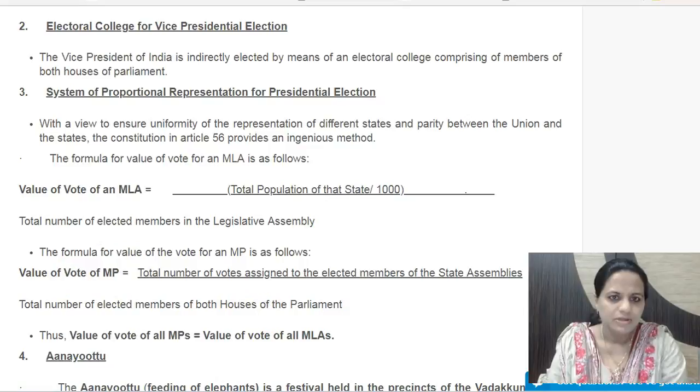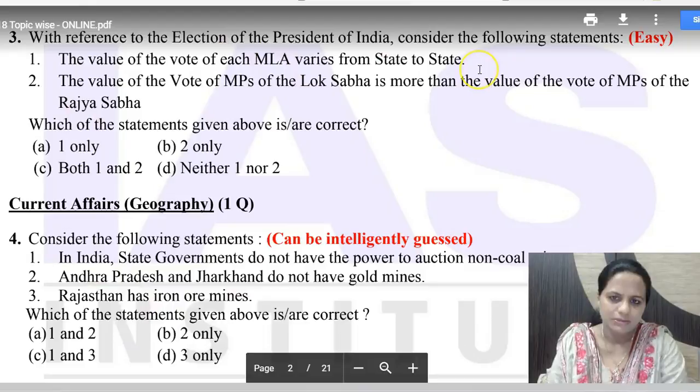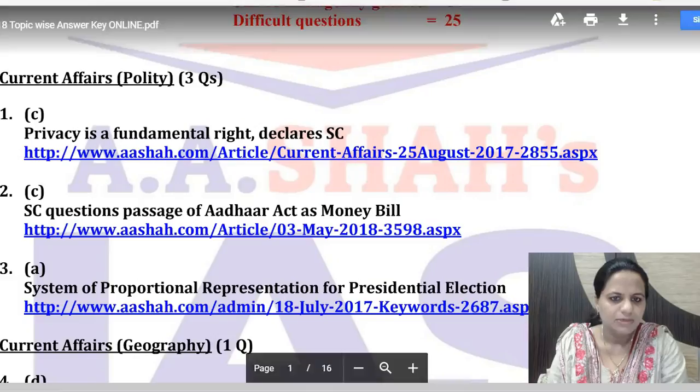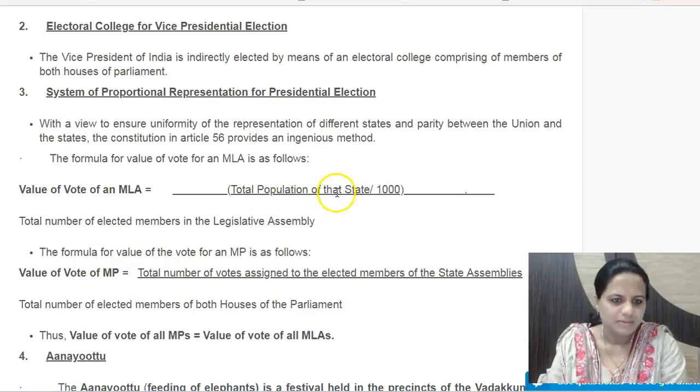So of course here again, the first option is that the value of the vote of each MLA varies from state to state. Yes, it does vary from state to state because, as you can see here, it depends on the population of that state, divided by the number of elected members in the legislative assembly of that state. So that is there.